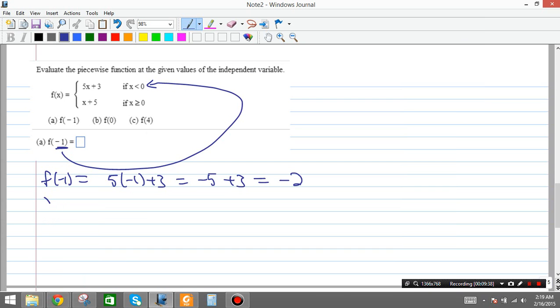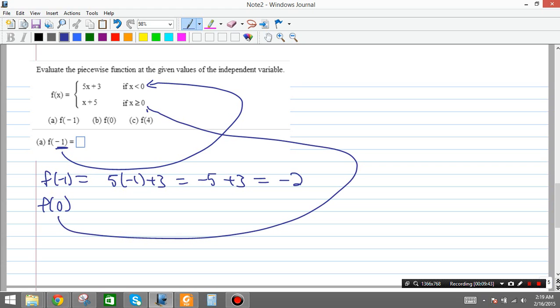F of 0. Well, again, 0 is greater than or equal to 0. It's actually equal to 0, so I'm going to use this condition. It's 0 plus 5, which is 5.